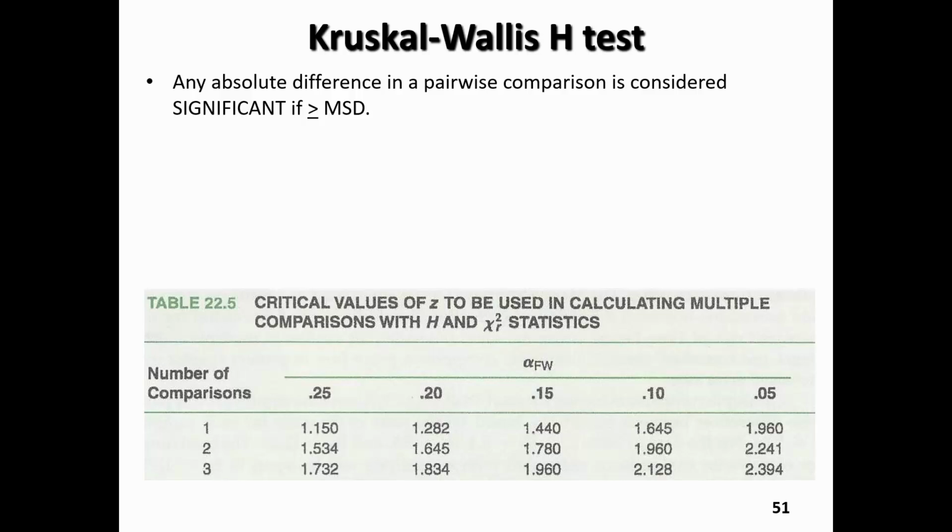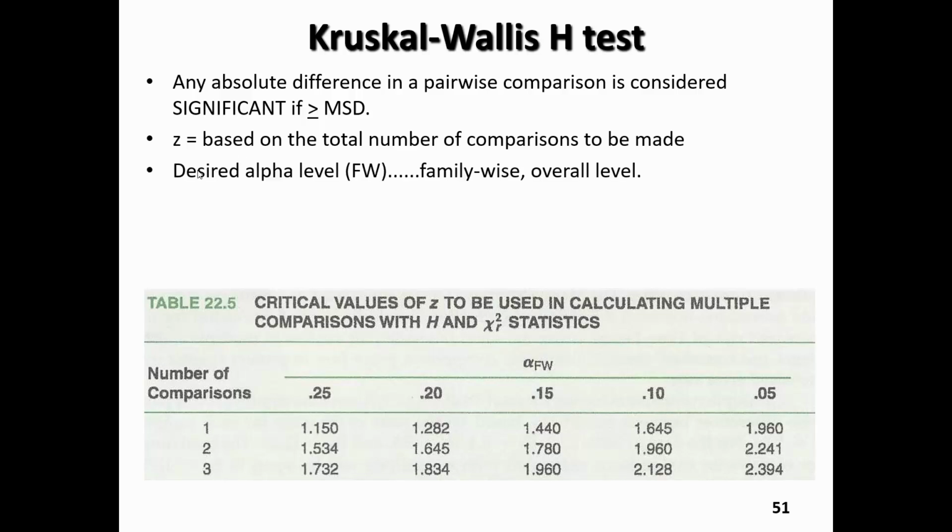So the Kruskal-Wallis H-test post hoc procedure is going to evaluate the absolute difference in any pairwise comparison, and if it exceeds the MSD, then we would determine that it is statistically significant. There is one variable in that equation on slide 50, and that's the Z value. The Z value is based on the total number of comparisons that we will be making, and we already determined that on slide 49, where we had 3 pairwise comparisons to be made.